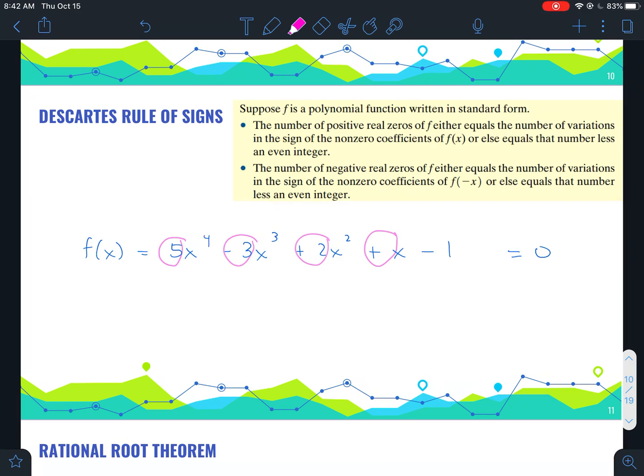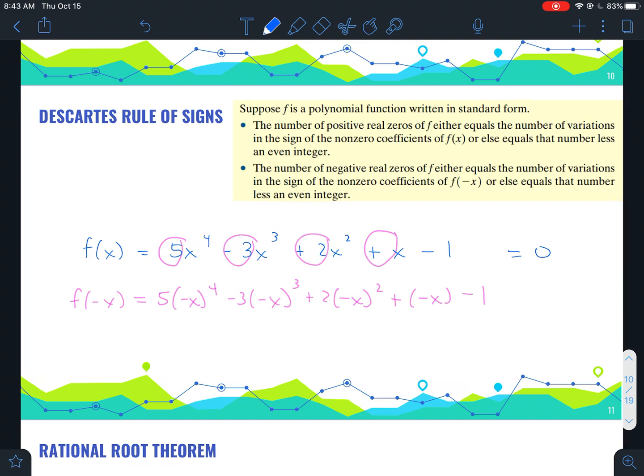The number of negative real zeros either equals the number of variations in the sign of the non-zero coefficients of negative f of x. So if I tried f of negative x, I would get 5 times negative x to the 4th minus 3 times negative x cubed plus 2 times negative x squared plus negative x minus 1. Or it's that less an even integer.